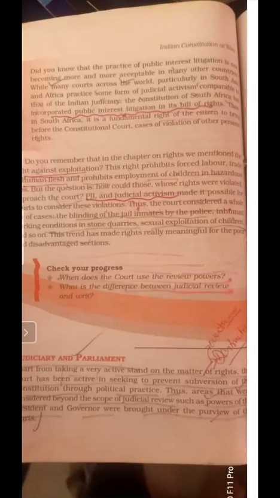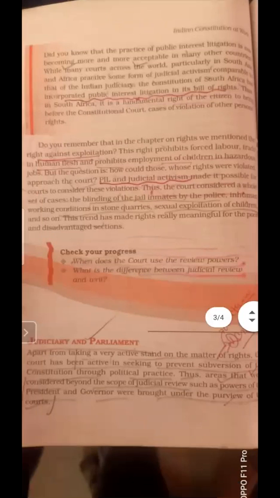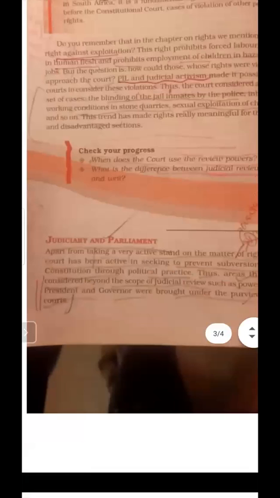So now, the judiciary and the parliament. Apart from taking a very active stand on the matter of rights, the court has been active in seeking to prevent subversion of the constitution. What do you mean by subversion? It means destruction.